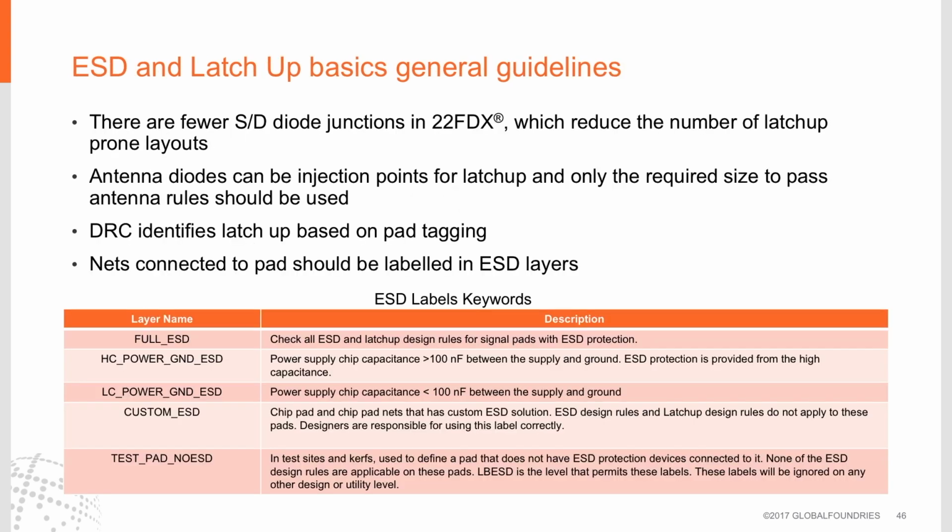Regarding ESD and latch-up, some basic general guidelines are provided. There are fewer SD diode junctions in 22FDX, and that reduces the number of latch-up prone layouts. The antenna diodes can be injection points for latch-up, and only the required size to pass antenna rules should be used. The design rule checks identify latch-up based on pad tagging, and nets connected to the pad should be labeled in the ESD layers. We have a few ESD label keywords, which are shown in the table at the bottom, and each pad should have one of these labels.